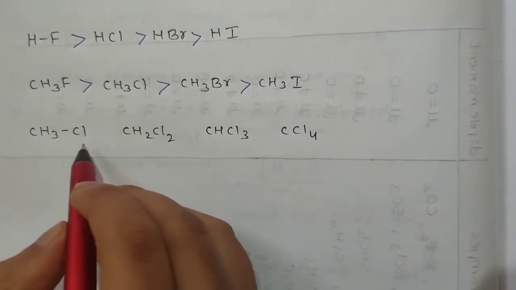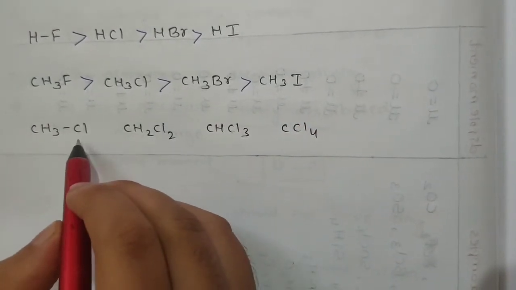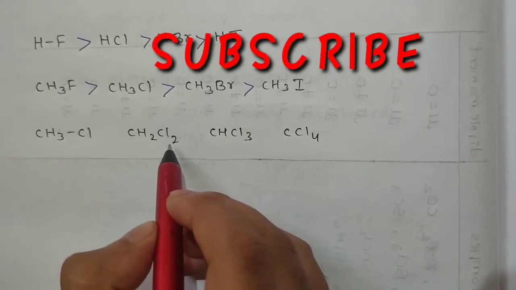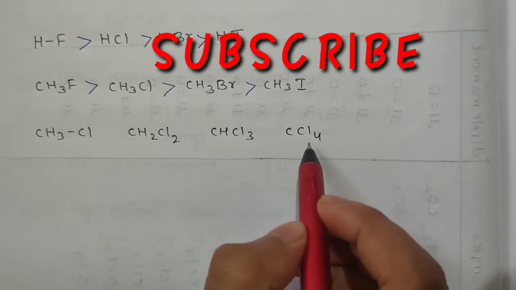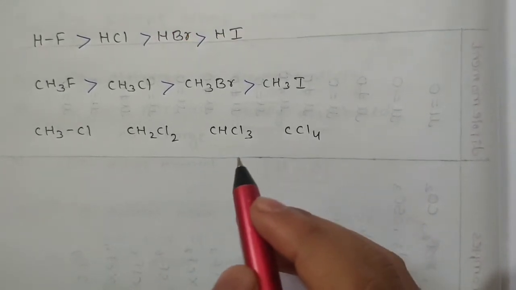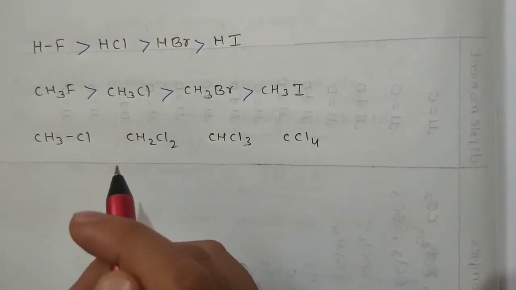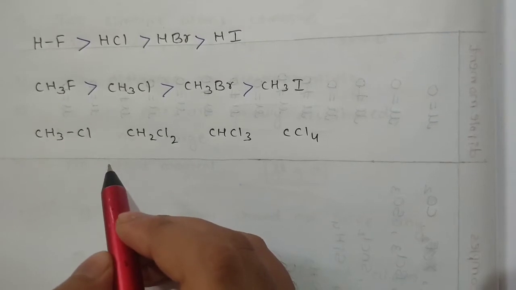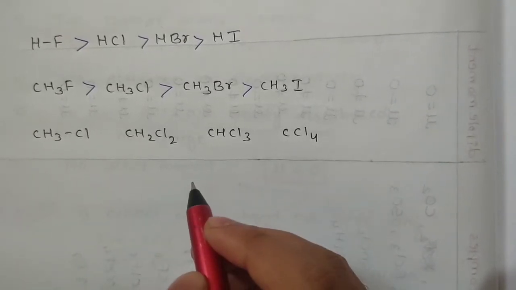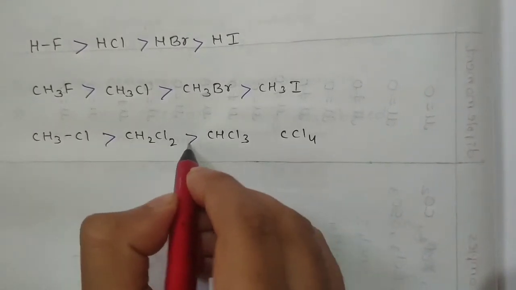And here it is quite different. Here there is one Cl atom, here 2 Cl atoms, and here 3 Cl and 4 Cl. You know that Cl is a withdrawing group; halogens are also the best withdrawing groups, I can say. So as the number of Cl atoms increases, the dipole moment value decreases, hence the order will be like this.